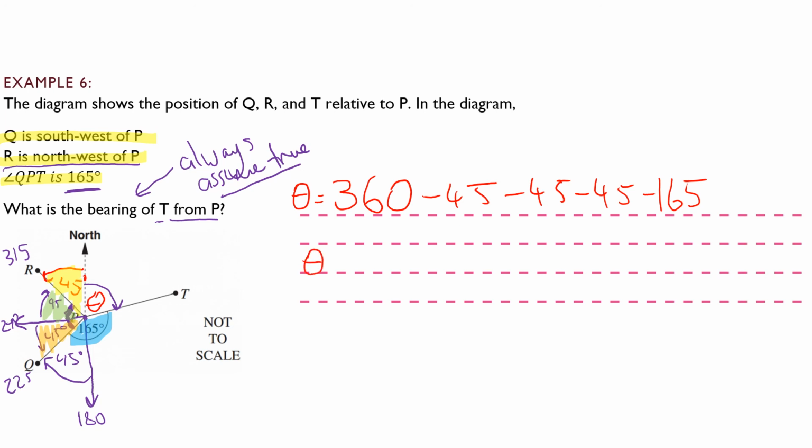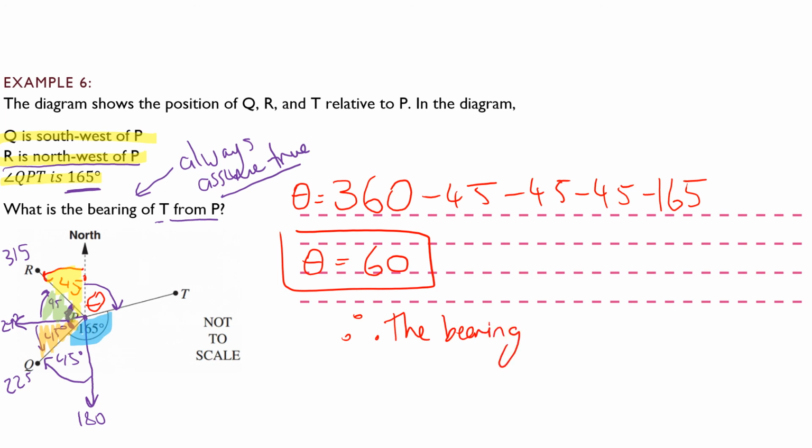So theta is 360. I'm going to put it in the calculator. 360 minus 45, minus 45, minus 45, minus 165, and we get 60 degrees. So the bearing of T from P, therefore the bearing is 6, oh, hang on, when we write bearings, we write 3-figure bearings, don't we? 060 degrees.